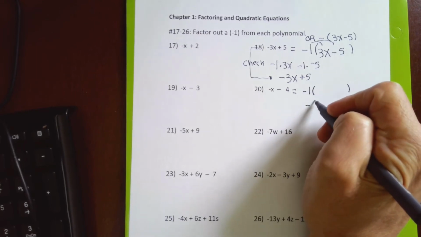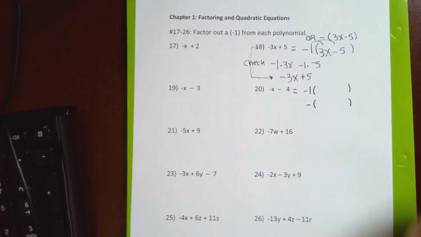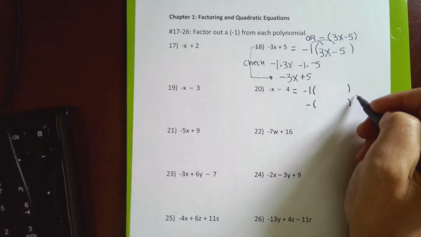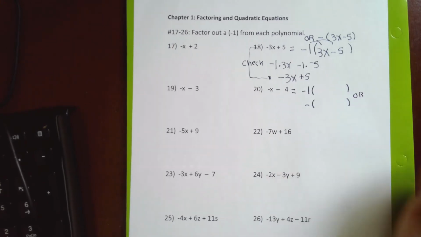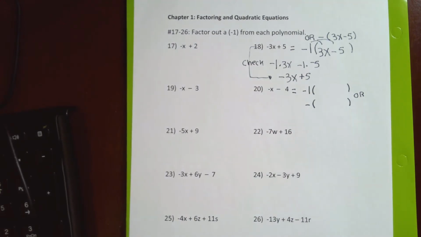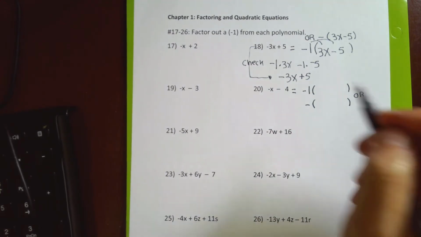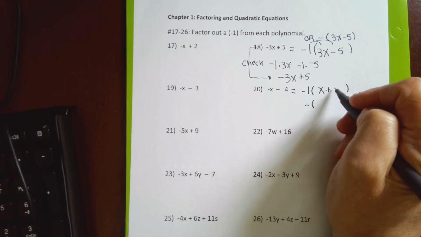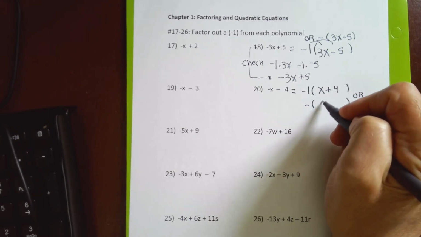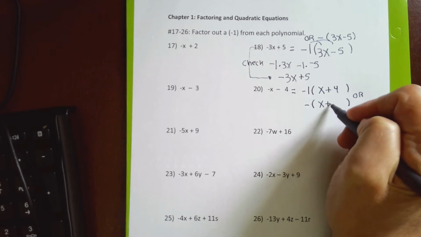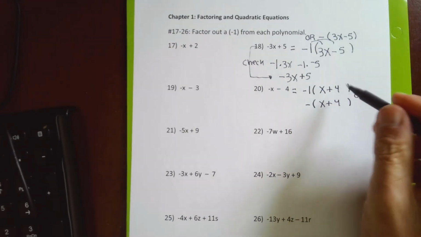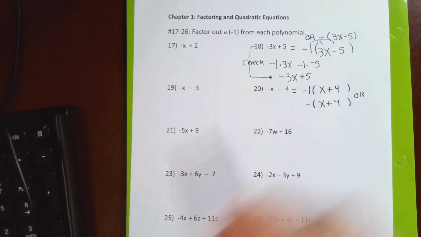So in problem 20, the instructions are to factor out a -1, which is equivalent to just factoring out a negative. You can do the 1 or not show the 1. That's still factoring out a -1. And to factor out a -1, I just flip the signs. Any negative sign turns positive. Any positive sign turns negative. So both of these would be considered acceptable answers for number 20. Either -1 times x plus 4. I change both the -x and -4 to positive.